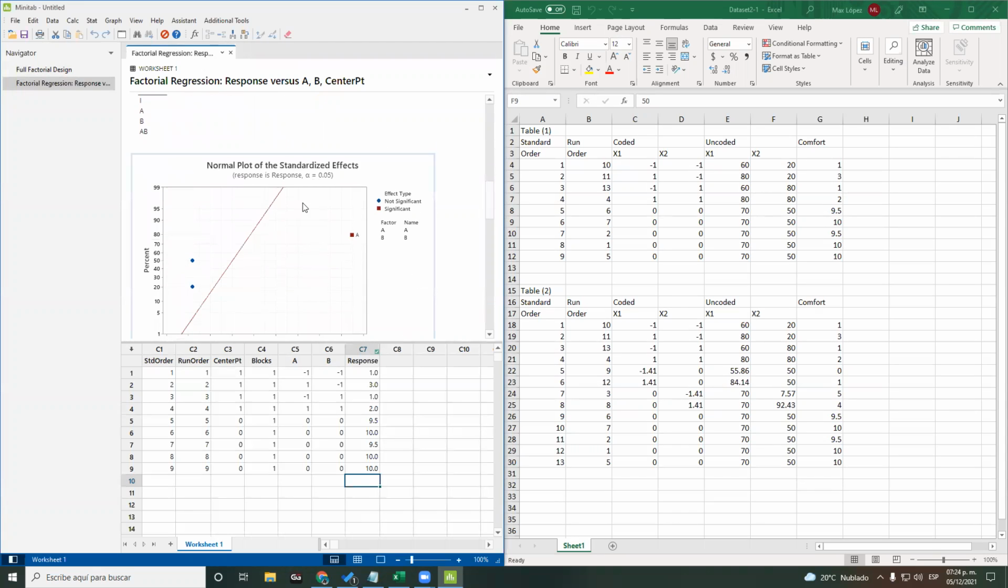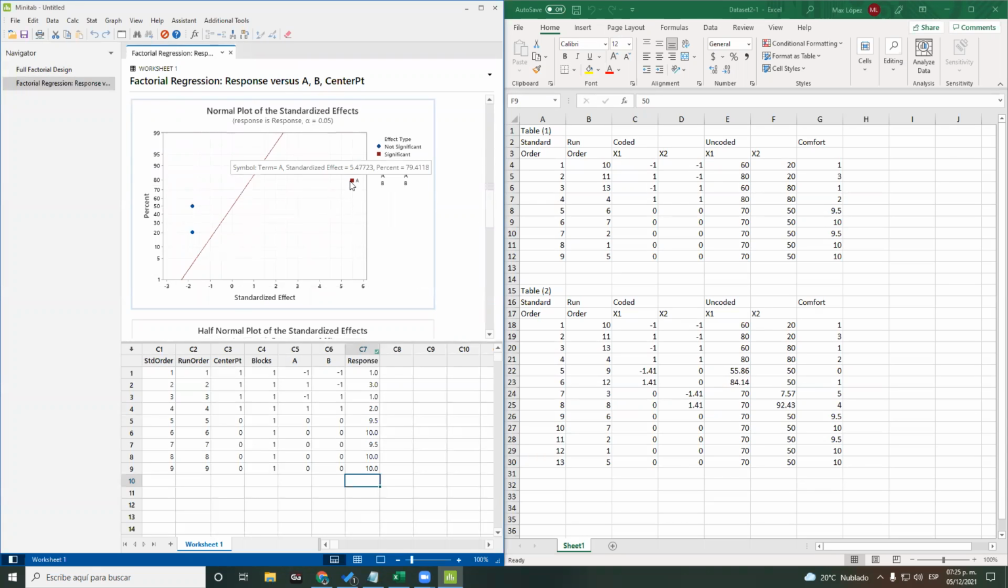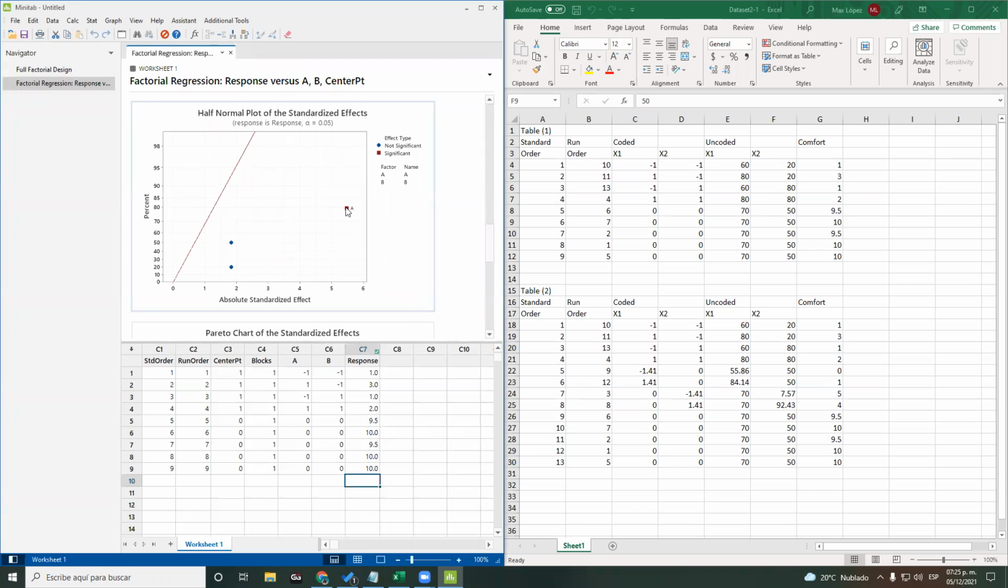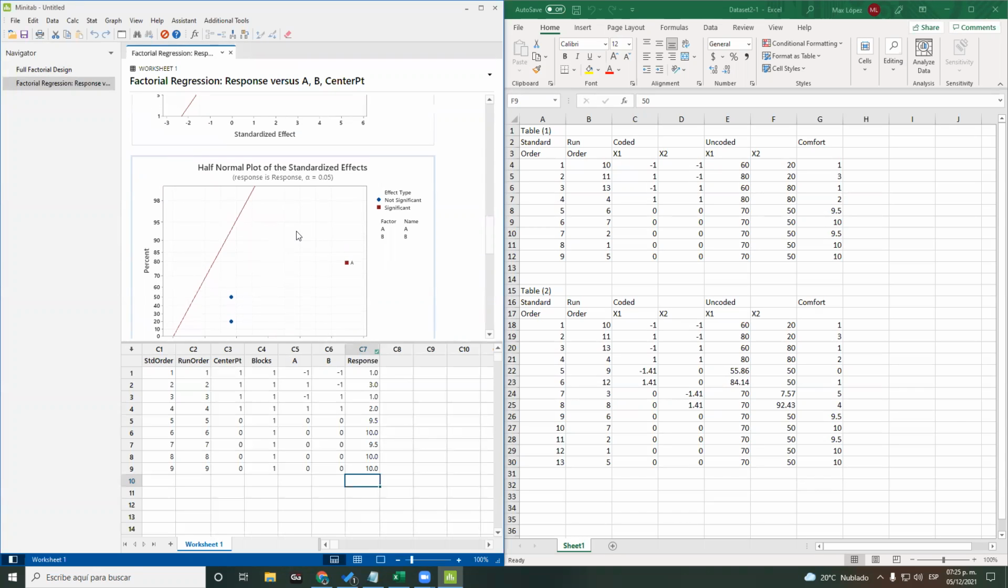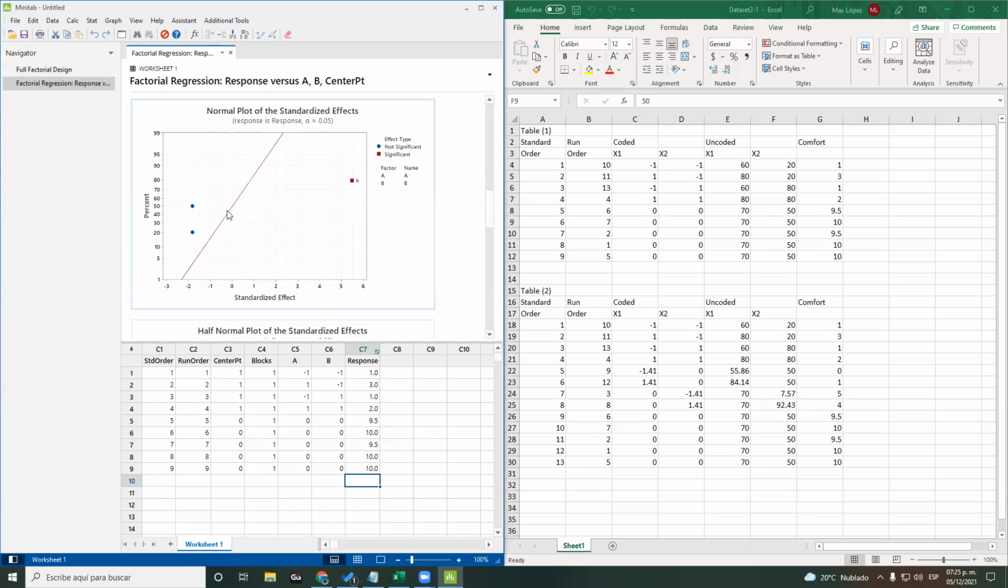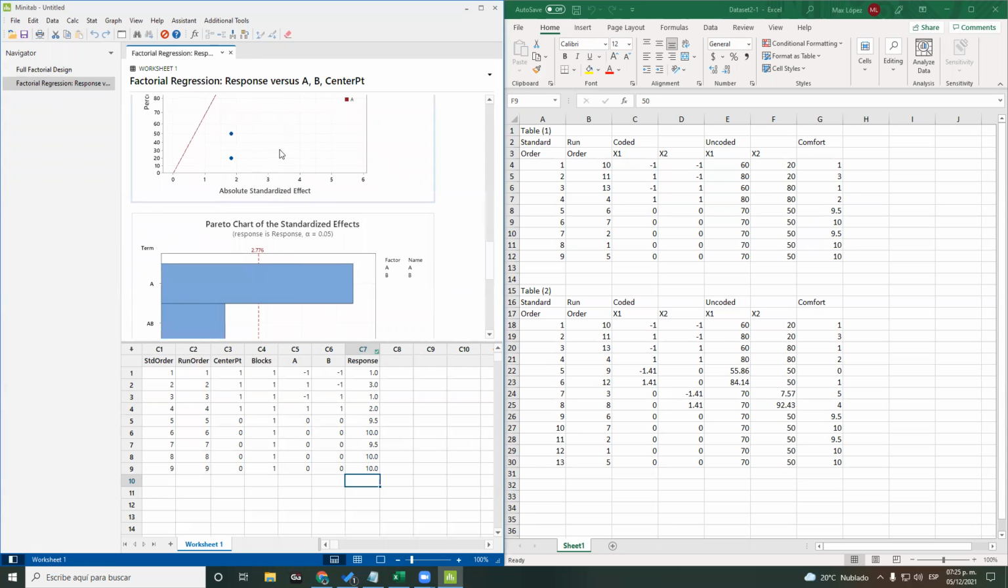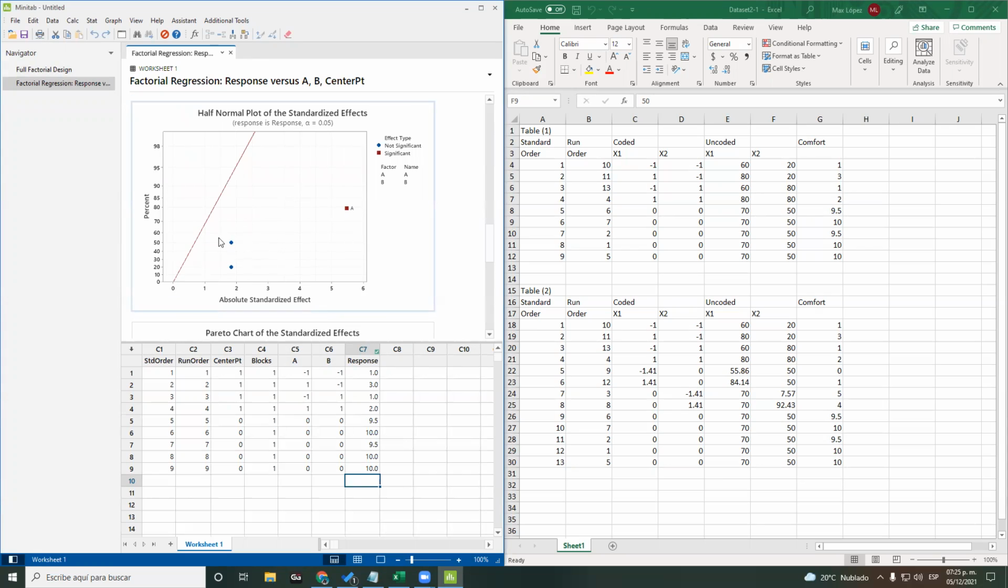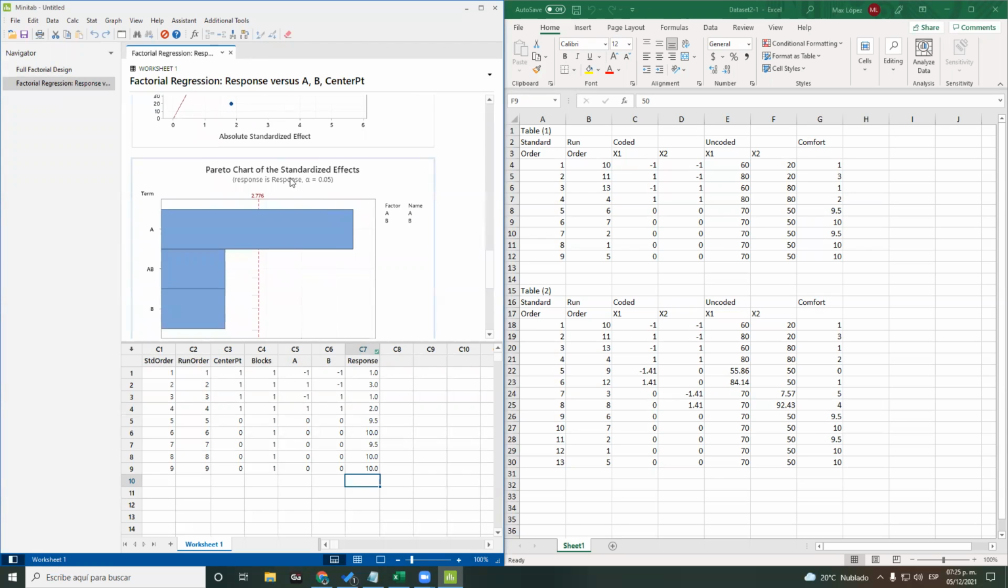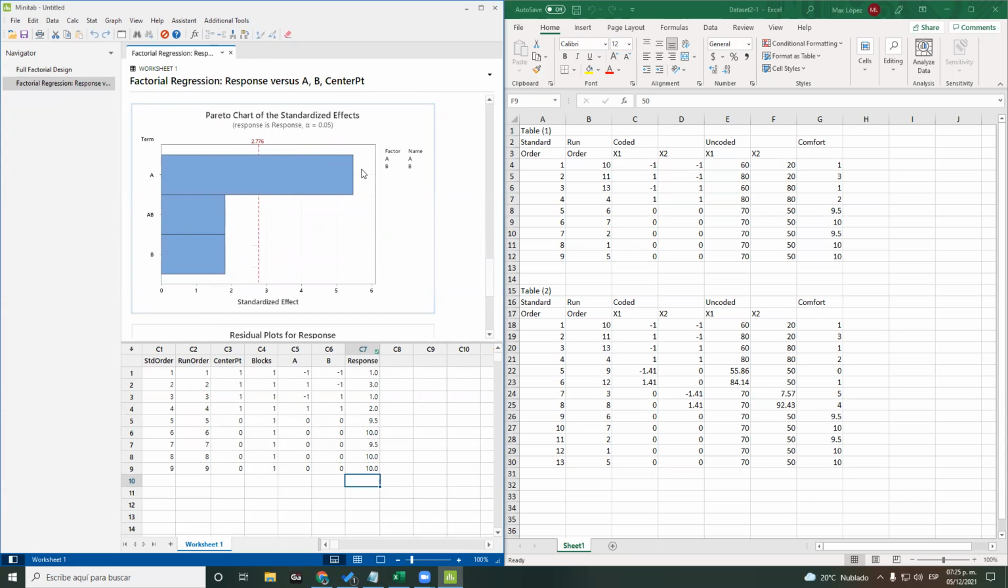Yeah, so we can see exactly what I said previously in the normal plot and the half normal plot. Just the A factor remains significant, and B and AB remain non-significant, and they remain kind of close to 0. So I do not consider them to be outliers, but definitely they could be closer. Here in the Pareto chart, we see the same. A remains significant and B and AB don't.